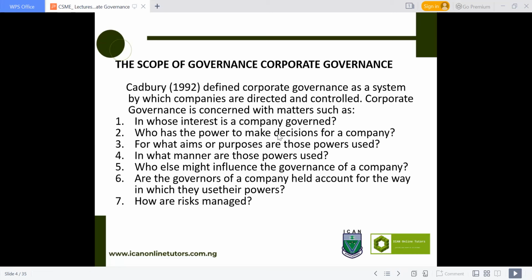Who else might influence the governance? Apart from the shareholders, who can also influence the governance? It's our stakeholders. Are the governors of the company held to account for the way in which they use their power? Yes. Corporate governance should be able to answer that; there should be accountability. How is risk managed? That's why I'm starting with corporate governance, because risk management is part of corporate governance.